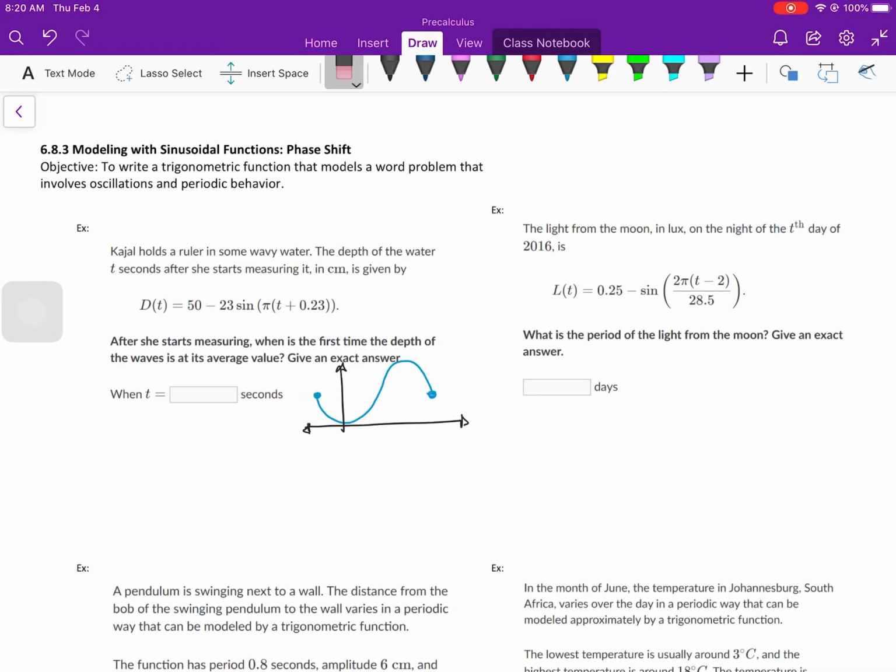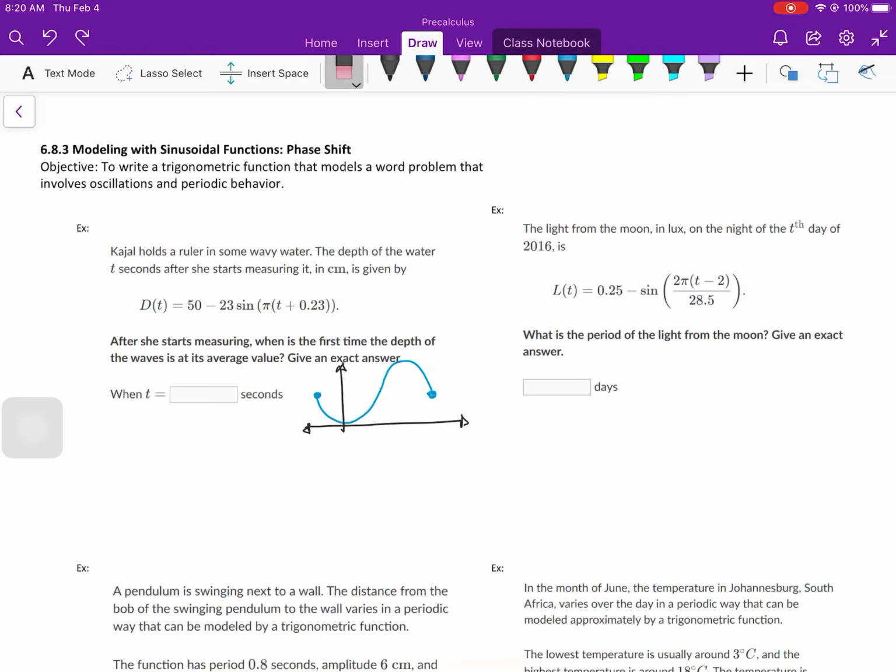And so what we're going to be answering is when does it return? Basically, when's the first time after she measures time? So she's going to start measuring time right here, right at the y-axis.